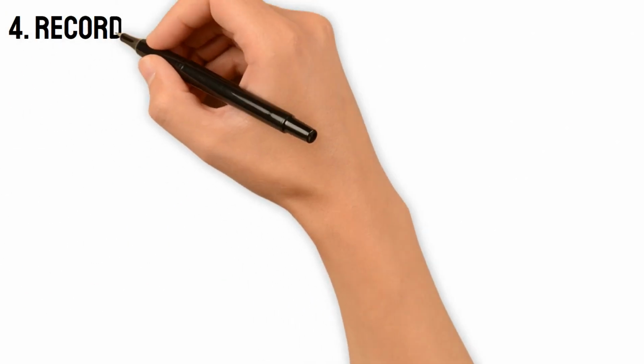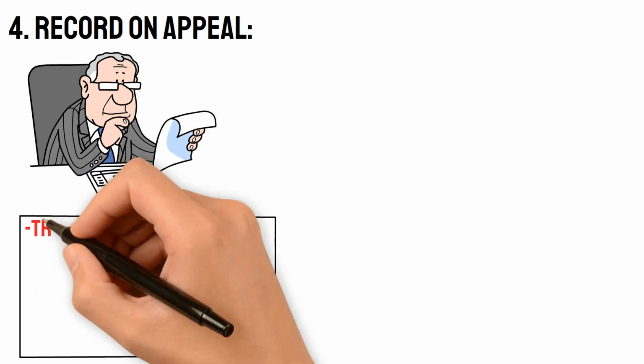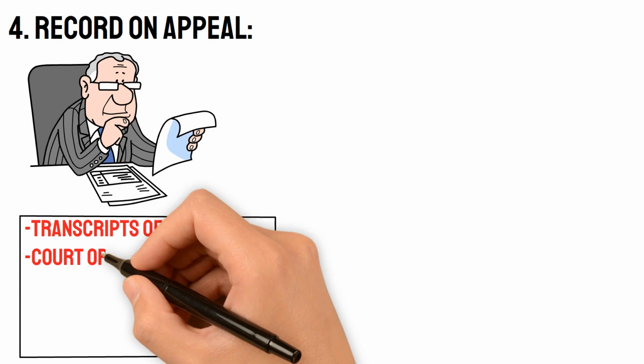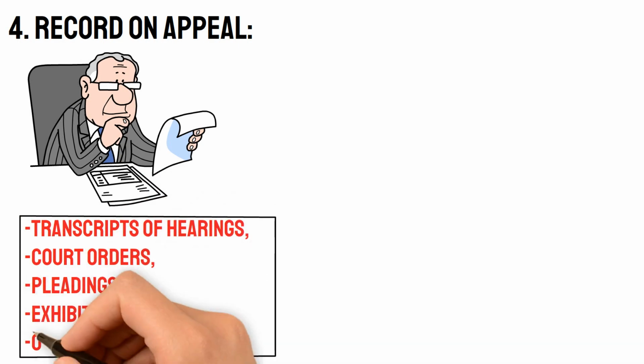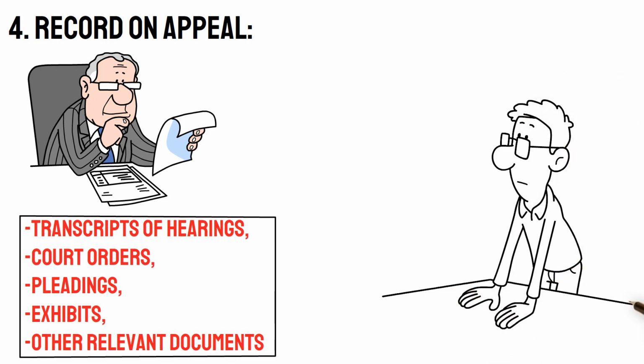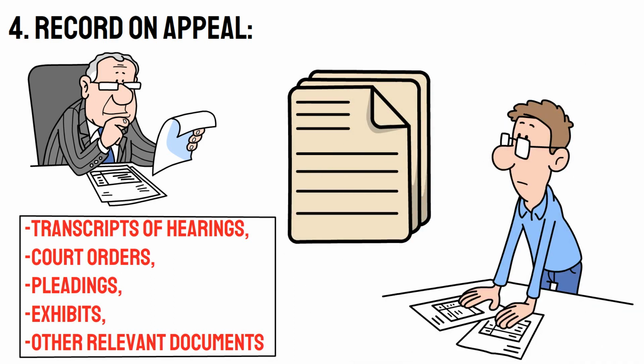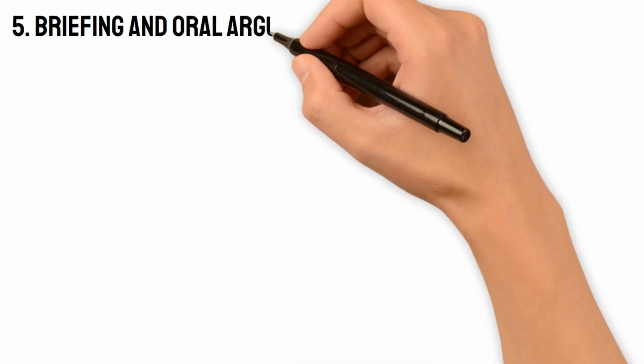4. Record on appeal. The appellate court reviews the record of proceedings from the juvenile court, which typically includes transcripts of hearings, court orders, pleadings, exhibits, and other relevant documents. The appellant may designate portions of the record for inclusion in the appellate record, and the respondent may request additional documents or transcripts.